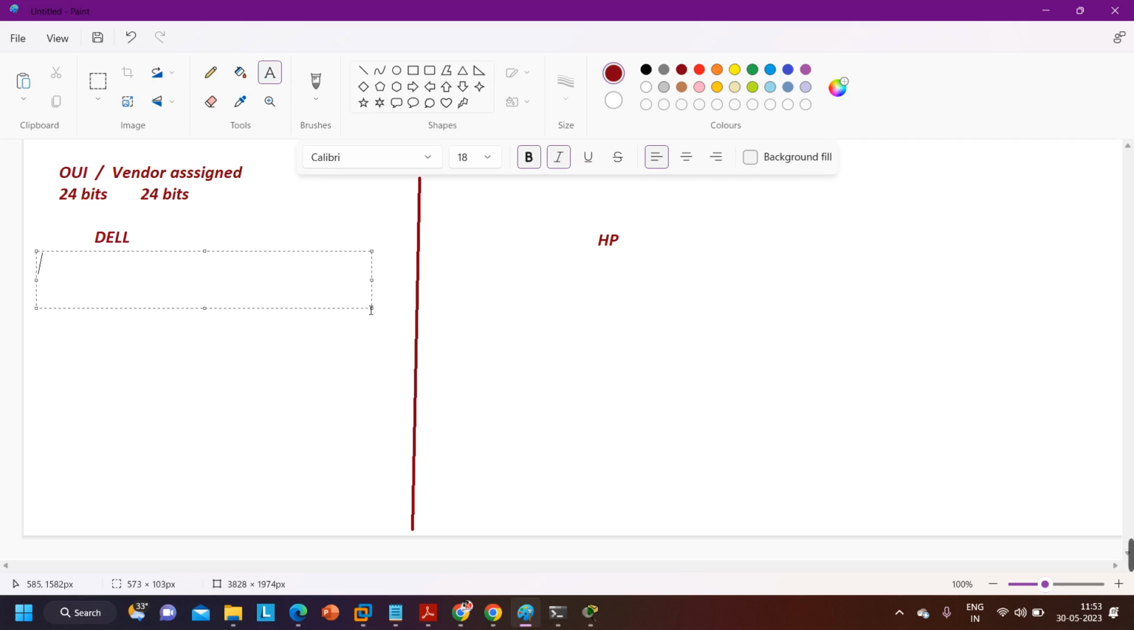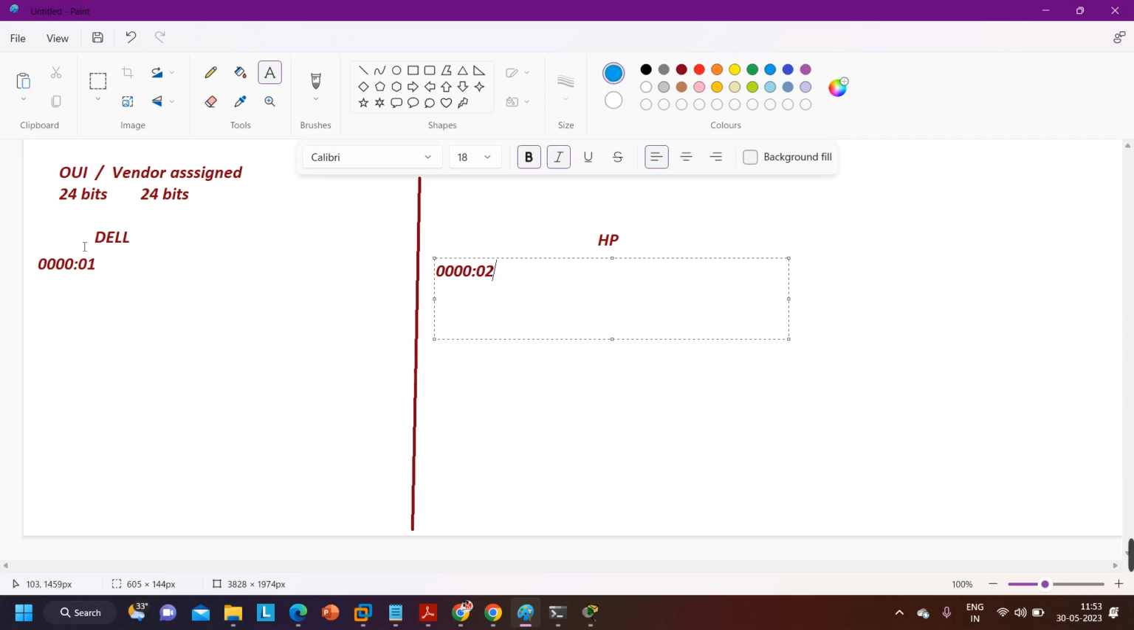OUI of Dell is, let's say what? 00:00:01. This is how many bits? 24 bits. Yes. This 24 bits is of OUI. In the same way, HP also need to purchase one OUI. Let's say HP purchase one OUI, that is 00:00:02. Done.